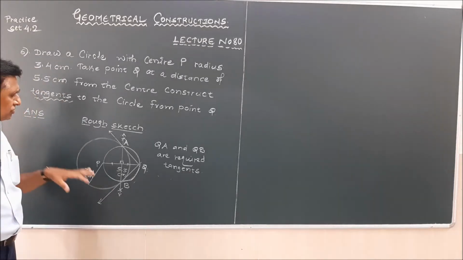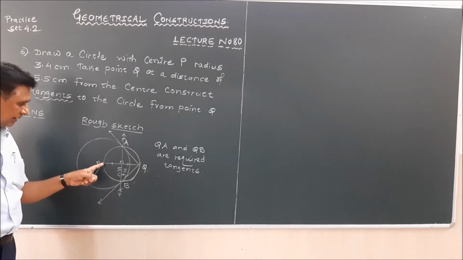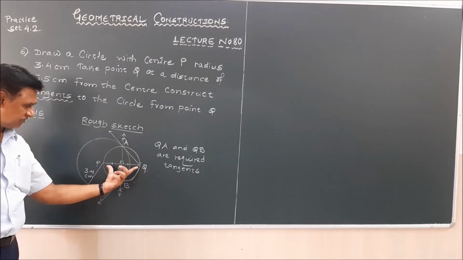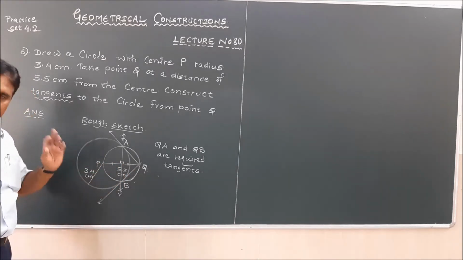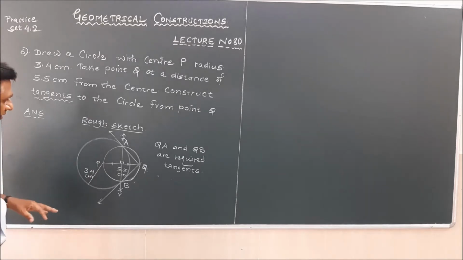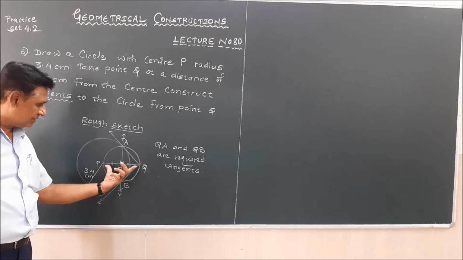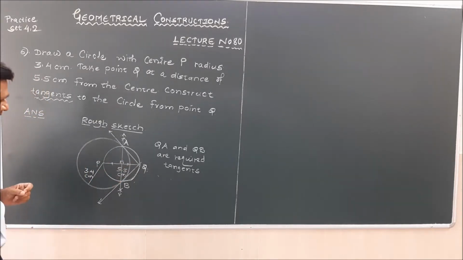So, first of all, you have to draw a circle of radius 3.4. Then, PQ is a distance 5.5. So, take point Q at a distance of 5.5 from P. After plotting point Q, you will be getting segment PQ. Then you have to draw a perpendicular bisector of PQ.